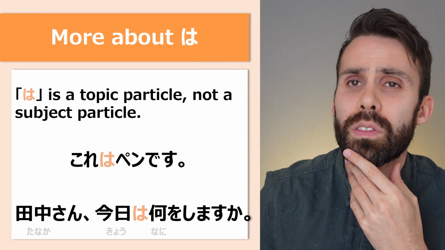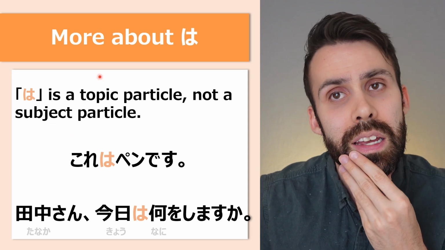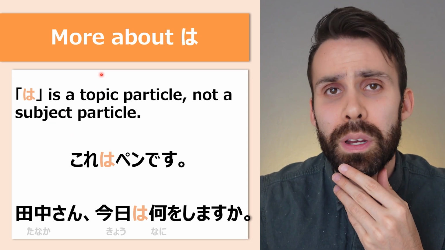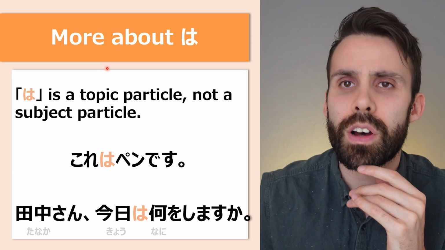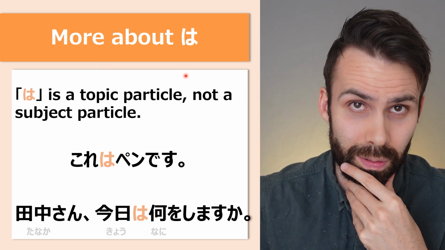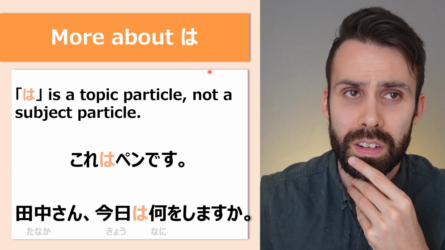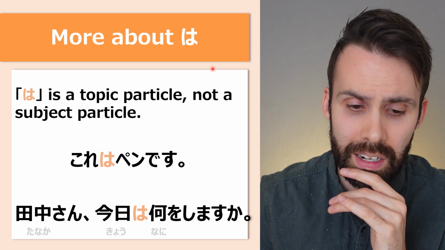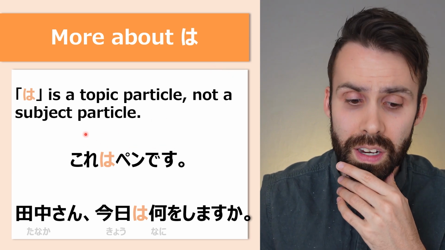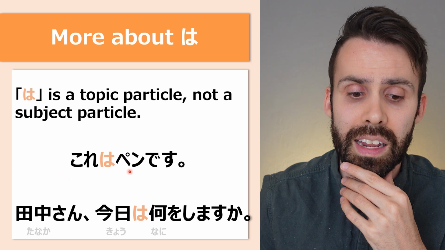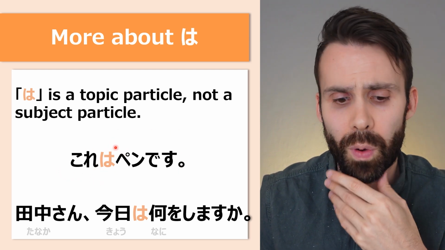A little bit more about wa, the topic particle. The main point being that wa is a topic particle, meaning "speaking of this," but it's not a subject particle, even though we sometimes use it as such in the Japanese that we have been learning. So, これはペンです. So here, this is the subject. So, これはペンです. And in this case, it can't be seen as marking the subject in a way.